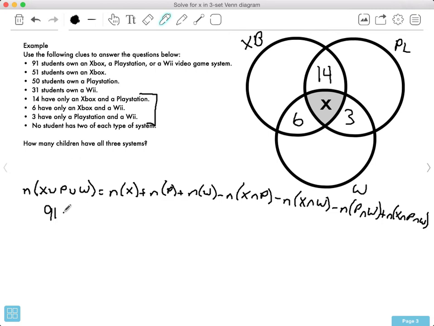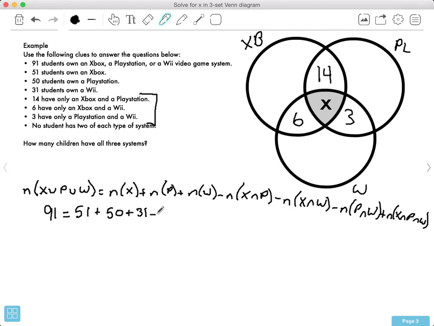51 students own an Xbox, so that's my next stop, 51. 50 students own a PlayStation, that's from here, and then the number that own a Wii is 31. That's not bad. Now it starts to get a little weird.